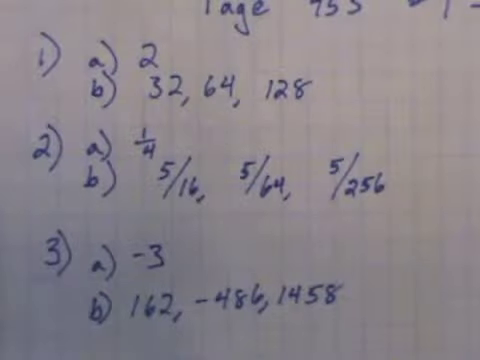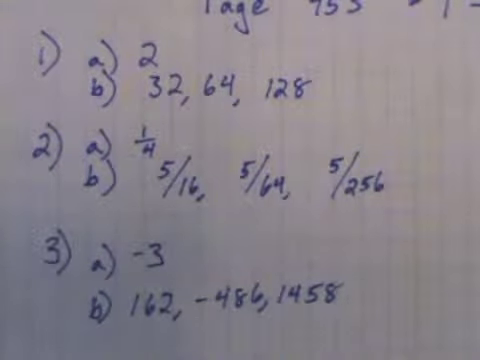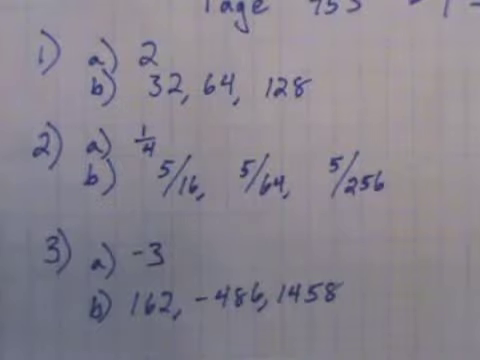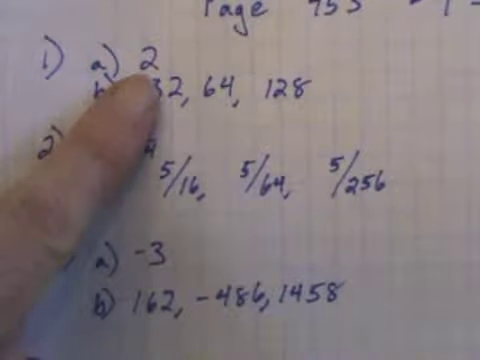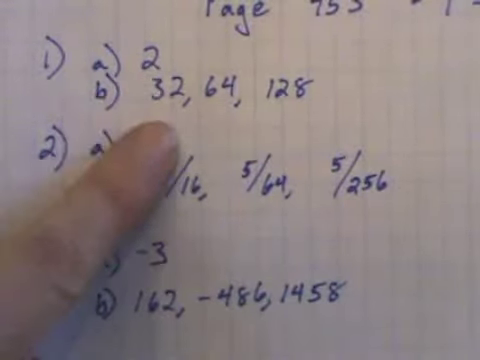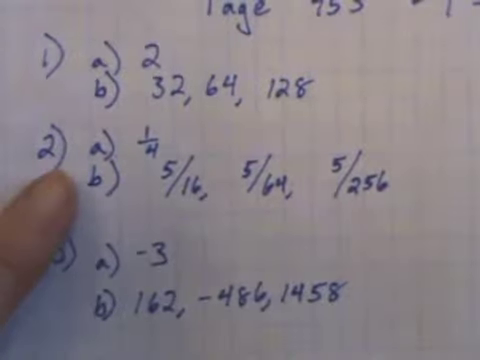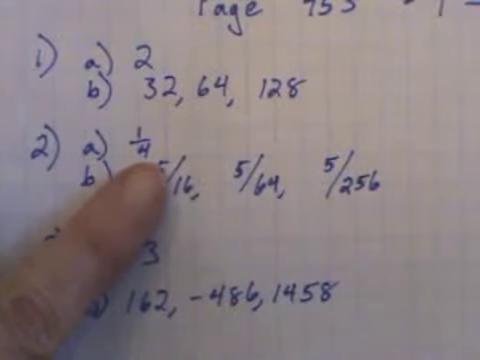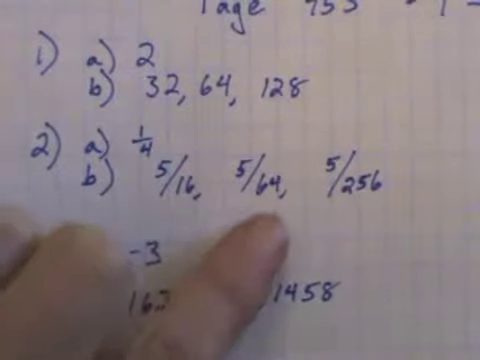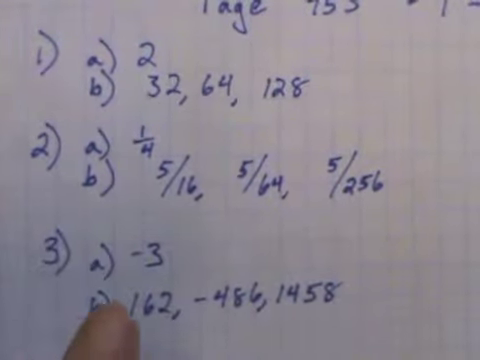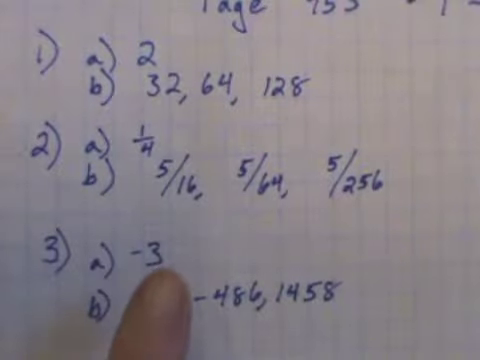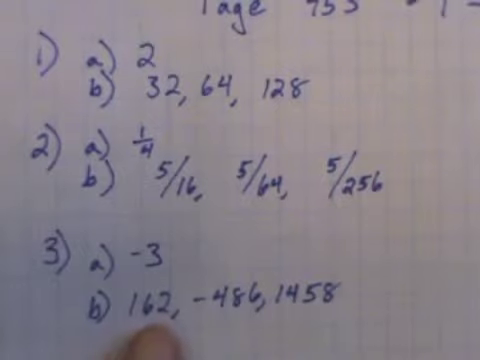So your answer should look something like this. The common ratio in the first sequence, you multiplied each term by 2. The next 3 terms in the sequence are 32, 64, 128. Number 2, letter A, the common ratio is 1/4, and here are the next 3 terms. For number 3, the common ratio is -3, so be careful here because this means we start with a positive number, and the next one's negative, and then the next one's positive again.